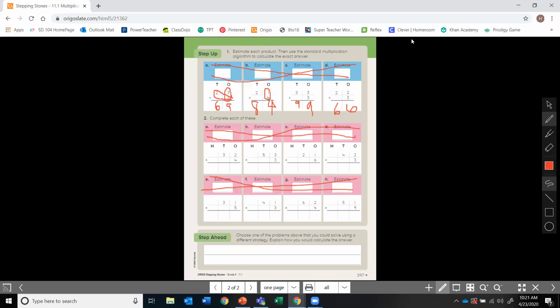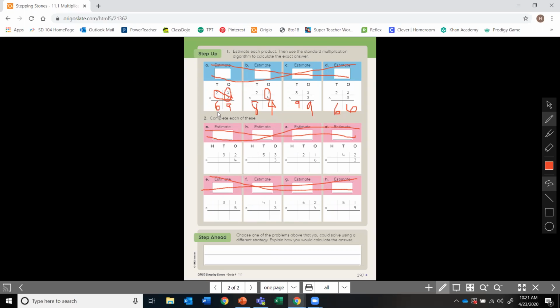Alrighty, friends, I am back with some answers for you. Letter C should have been 99. 3 times 3 is 9. 3 times 3 is 9. Letter D should have been 66. 2 times 3 is 6. 2 times 3 is 6. Very good. All right, we're going to keep going. So now we have ones, tens, and hundreds. Now you will see why that is in a moment when we start solving these equations.